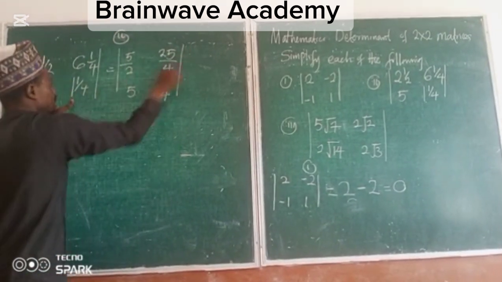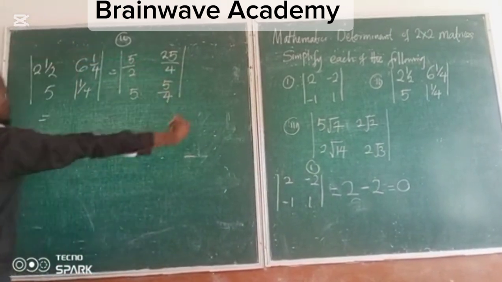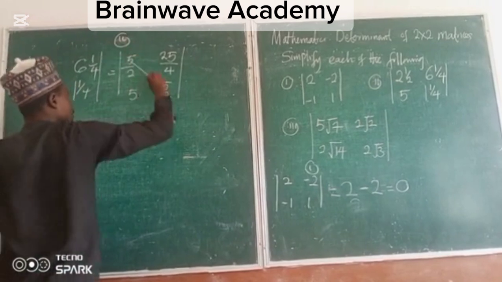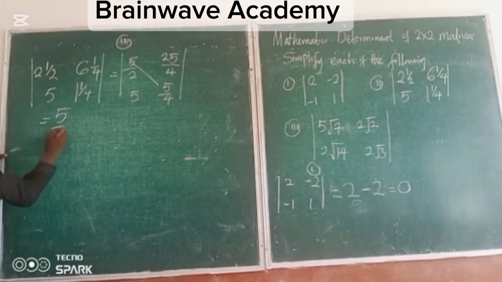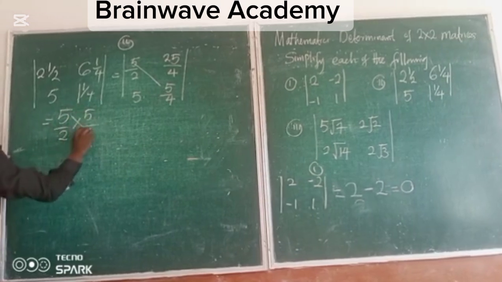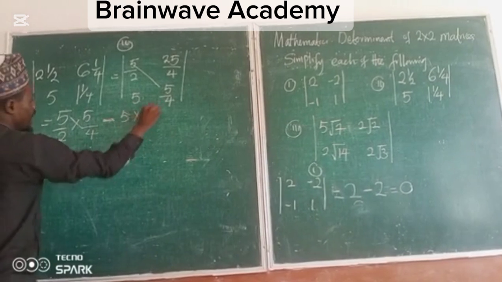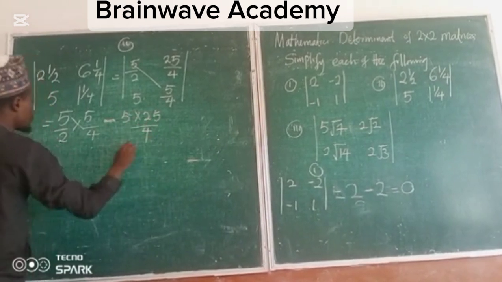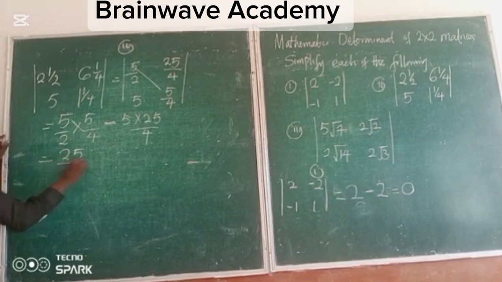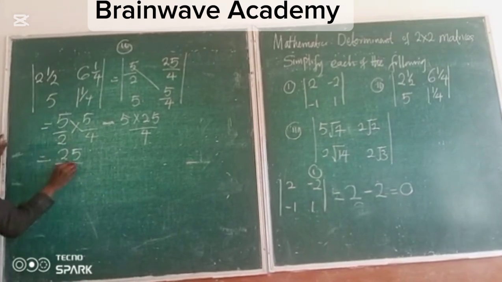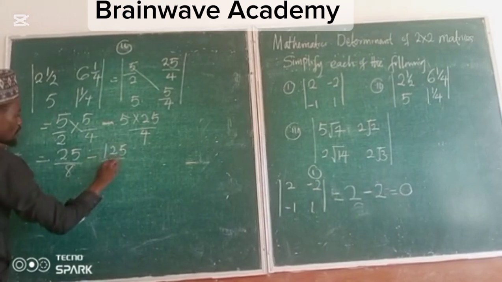So this one means that we are looking for the determinant of these matrices. Which means you multiply from the right, and multiply this first. We have 5 all over 2 multiplied by 5 all over 4. Minus, always minus please. Here we have 5 times 25 all over 4. So we now have 5 times 5 is 25 all over 2 times 4 which is 8. Minus 5 times 25 we have 125 all over 4.